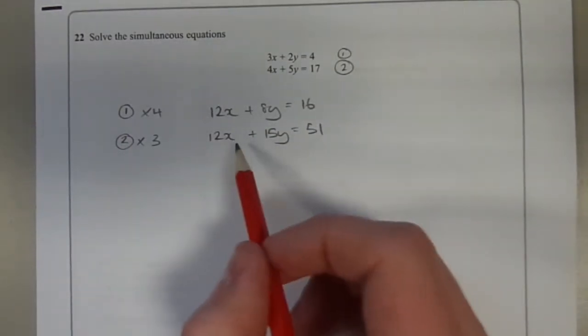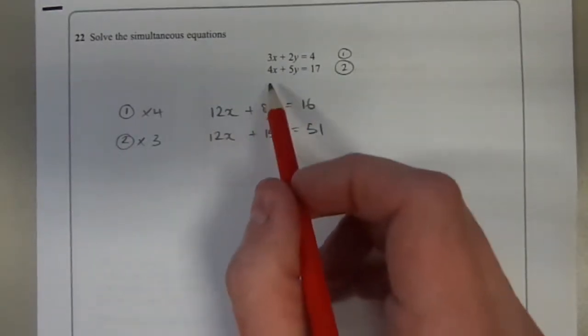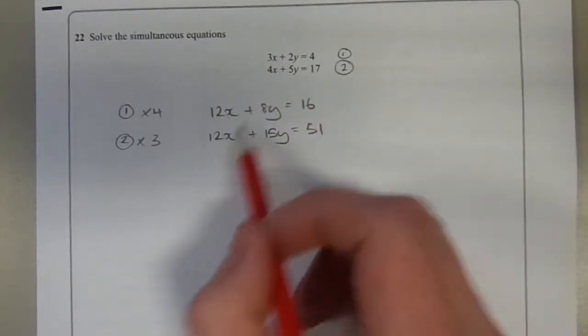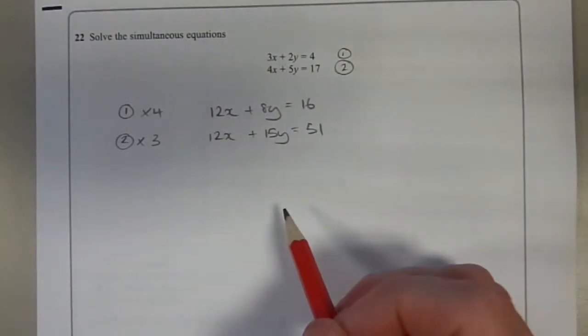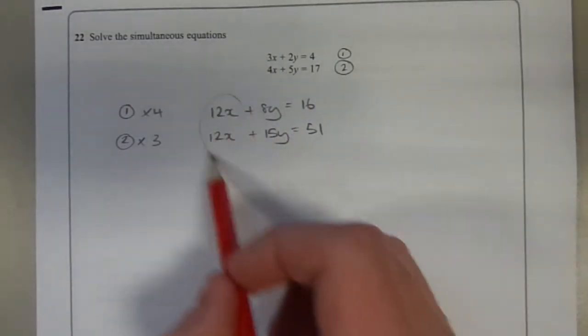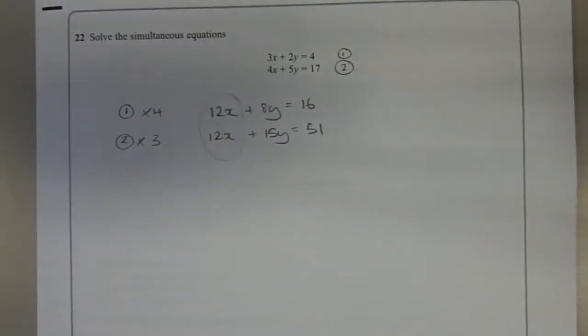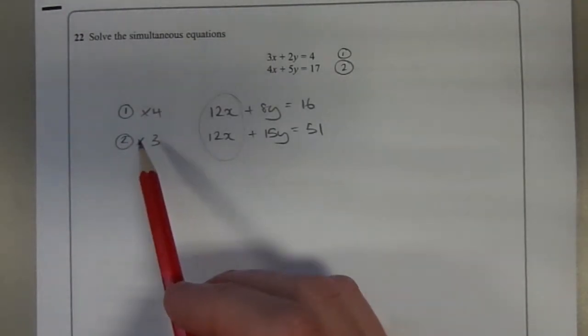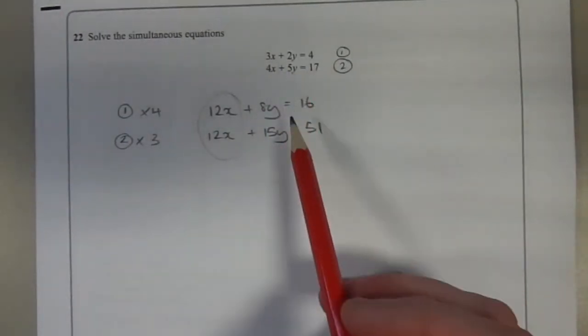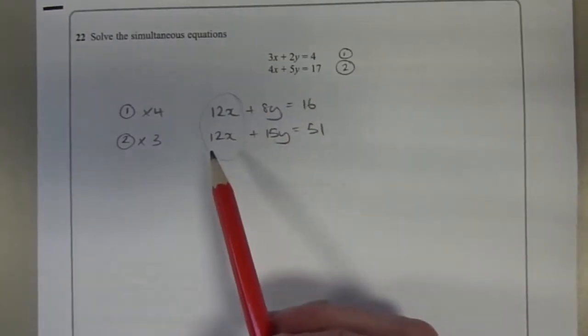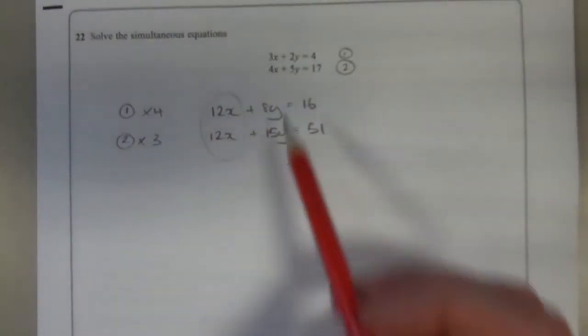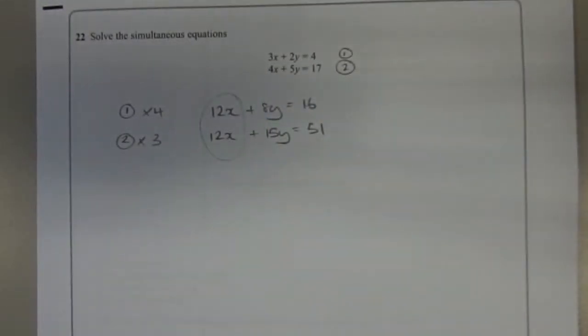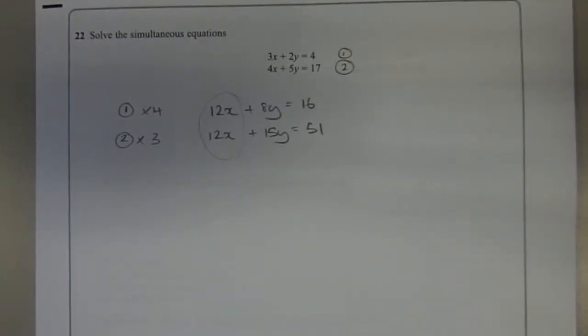And what I've ended up with now is two equations which are the same. We have the same values of x and y, just different numbers, and the number of x's is the same. So we're going to be able to eliminate the x's. You could have multiplied the top one by 5 and the bottom one by 2, and that would have made the y's the same. You would have had 10 y's in both. You could try that. That would be absolutely fine as well.